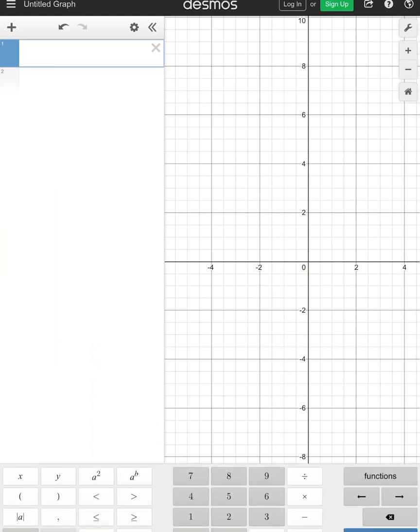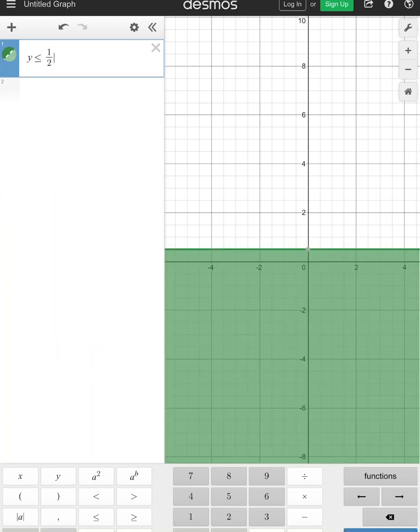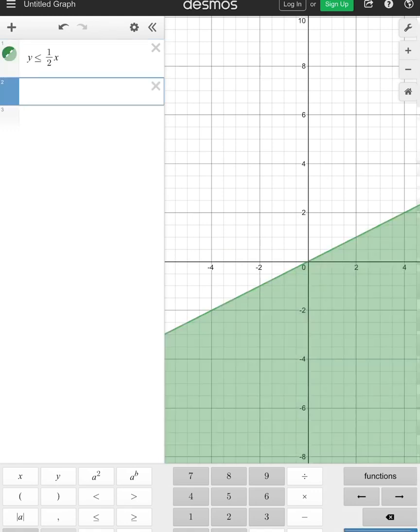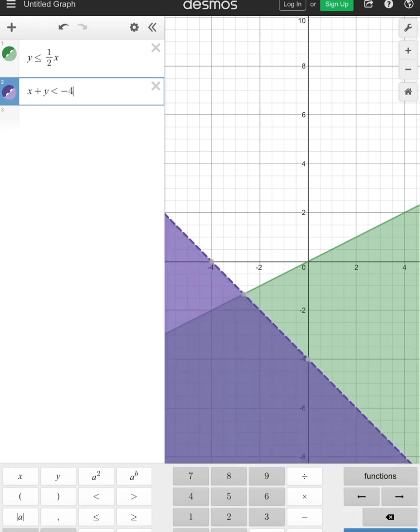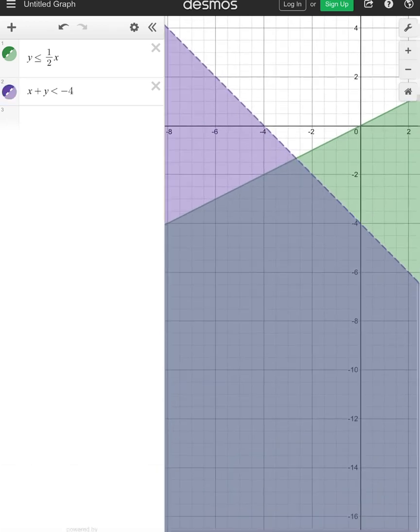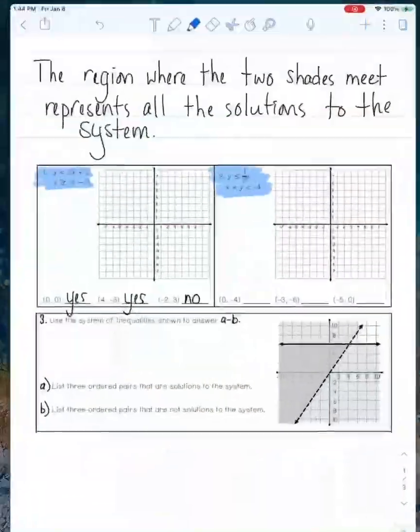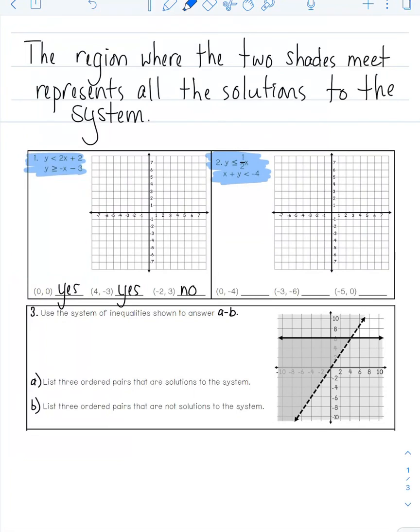So the first one is y is less than or equal to 1/2 x. So that's shaded in green. And I notice there's a solid line, and that makes sense because it's less than or equal to. And then I've got x plus y is less than negative 4. So that has a dotted line, and that's shaded purple, but I notice that the double shaded region is a darker purple. So that and the solid line represents our solutions. Okay, so let's test these.